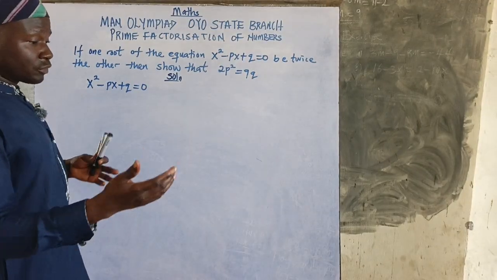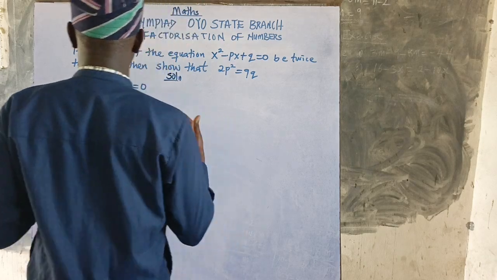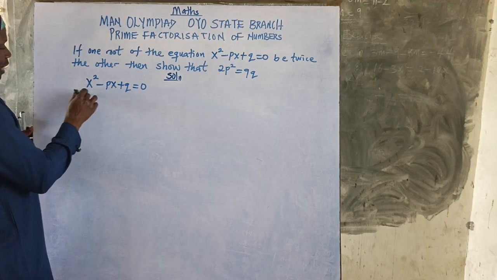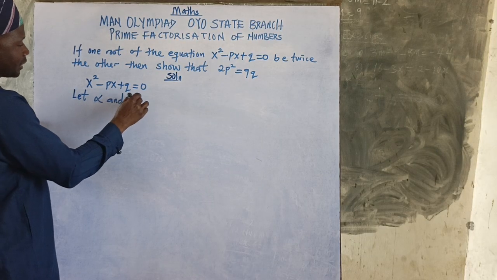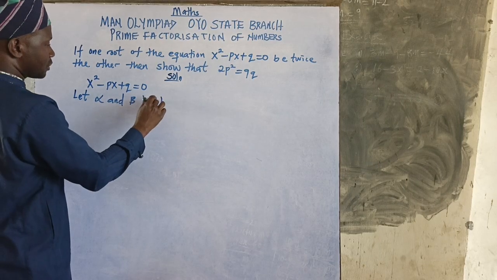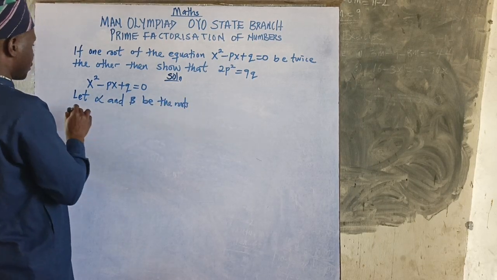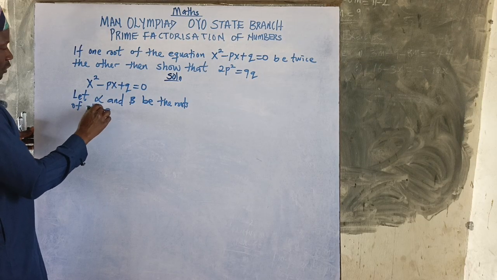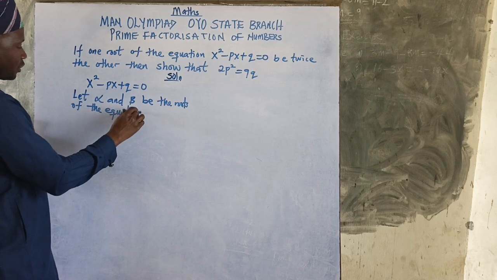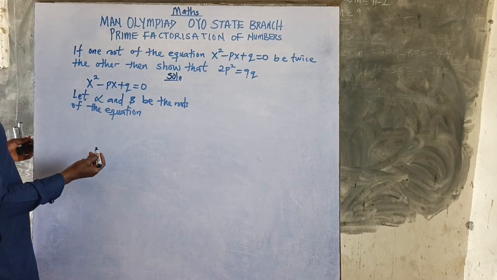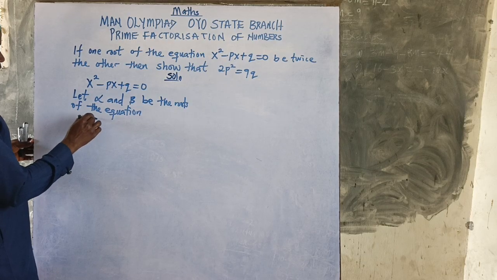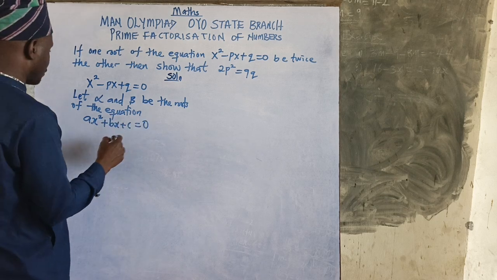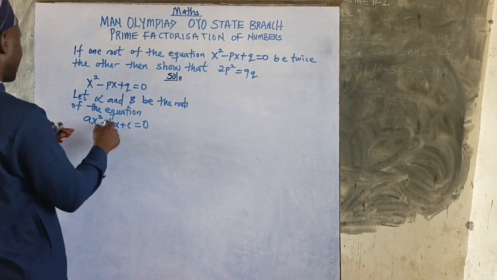The letters commonly used to denote the roots of a quadratic equation are alpha and beta, which are Greek letters. So let alpha and beta be the roots of the equation we are given. Recall that the general form of a quadratic equation is ax squared plus bx plus c equals 0, where a, b, and c are constants, and x is the variable.